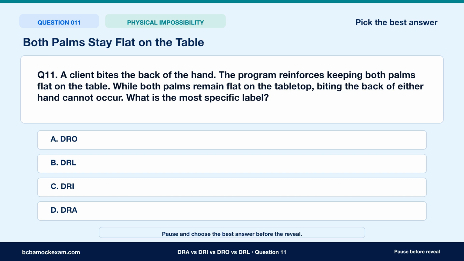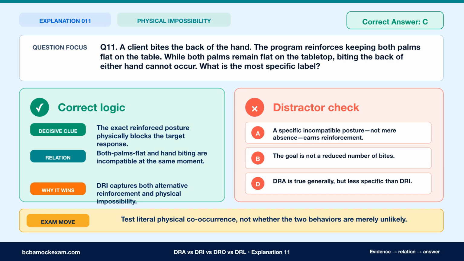Use the exact topographies for the co-occurrence test. Pause and choose. The best answer is C, DRI. Both palms flat and hand biting are incompatible at the same moment.